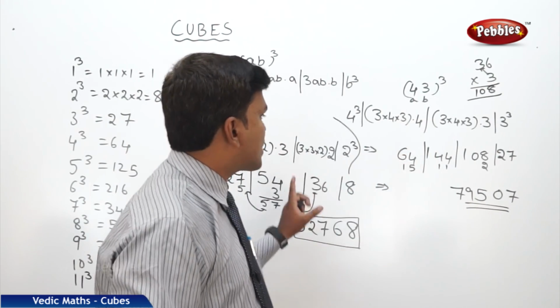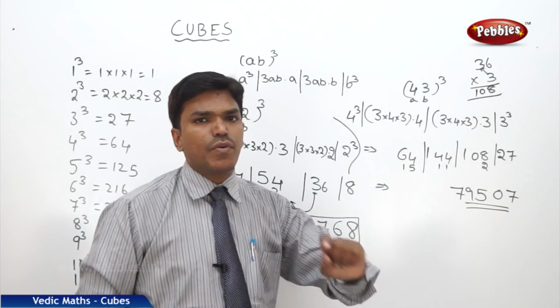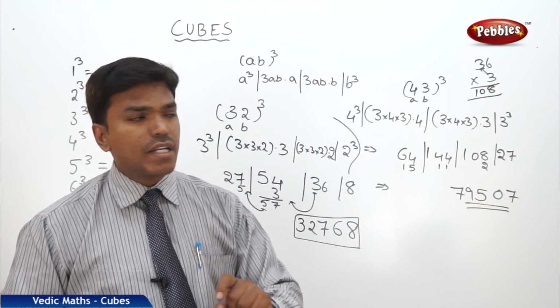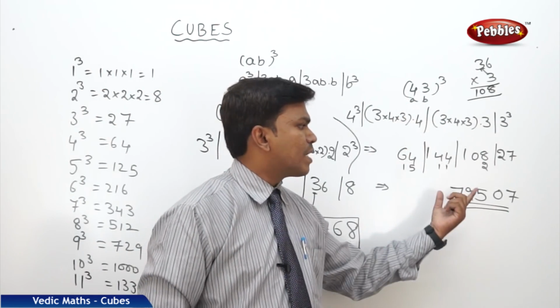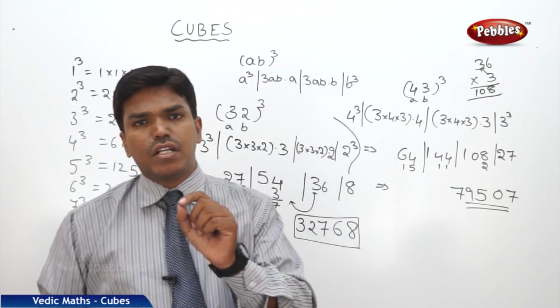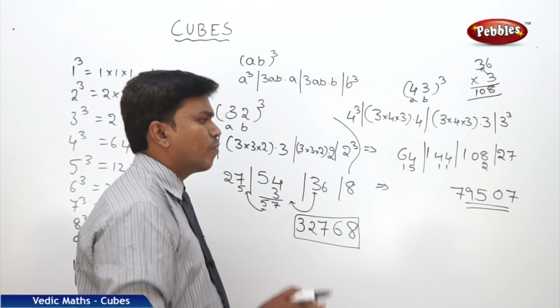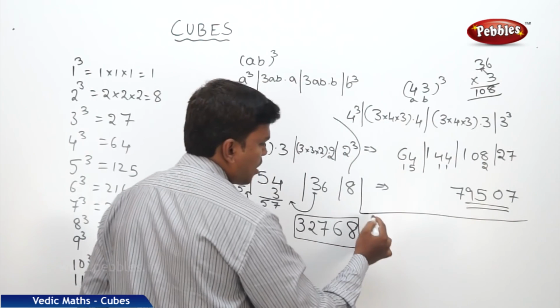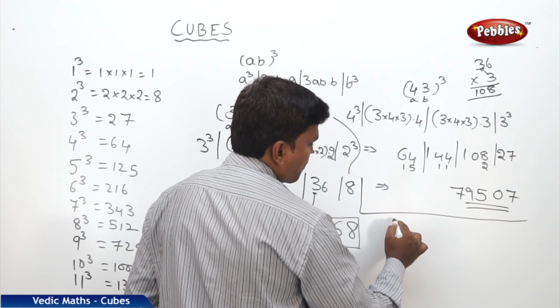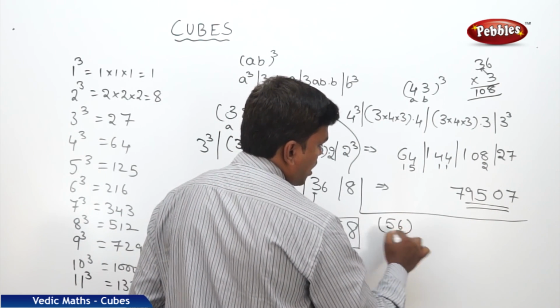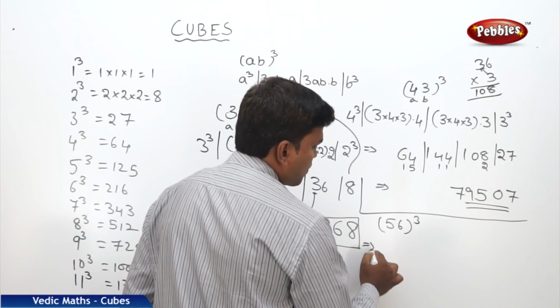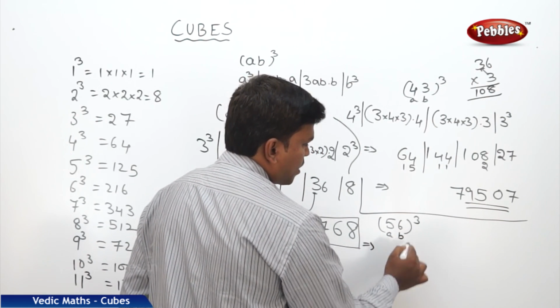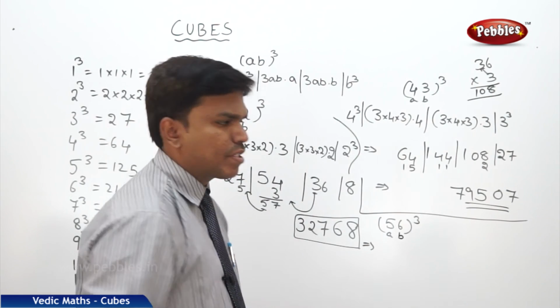See, in these two examples, I explained in a very detailed manner, but no need of even putting two steps like this. We can calculate within a single step, and let us see how. We'll take one more example. What is that example? Let us take 56 cube. Now this time, this is A and this is B. That means 5 is A and 6 is B. Start from the right side.